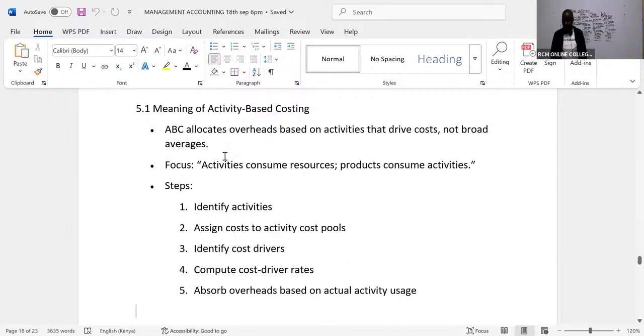So we are told ABC allocates overheads based on activities. Here you shall not be using just one basis, but activities that drive costs. Note broad averages. Focus: activities consume resources, products consume what here? Activities. Basic steps: identify activities, assign cost to activity pools, identify cost drivers, compute cost driver rates, absorb overheads based on actual activity, that is usage.